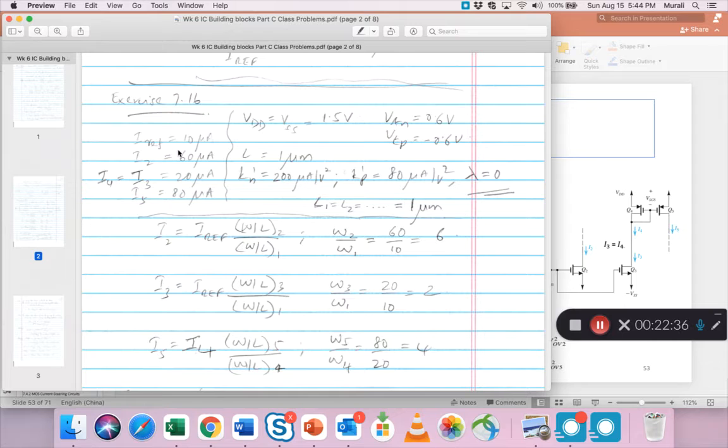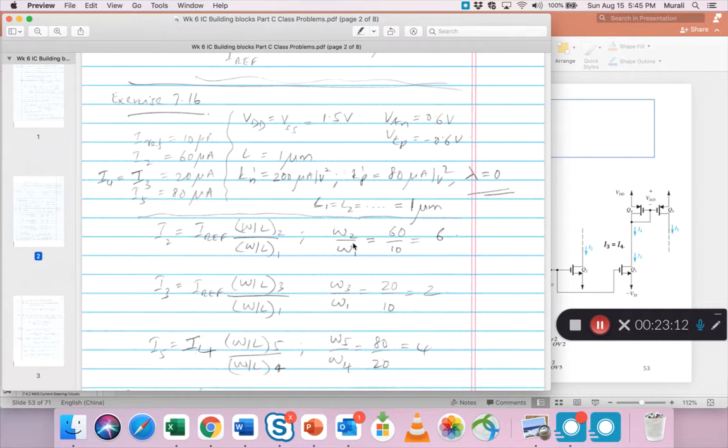So I reference is 10, I2 must be 60, I4 equals I3 should be 20, I5 equals 80, VDD and VSS are 1.5, VTN, VTP are given, L is 1, and all this other stuff is given, and all these Ls are given to be 1. Great. So I2 should become this ratio or this formula, and I reference is 10, so L is 1, so if you just take L out of consideration, you get these simple relationships.